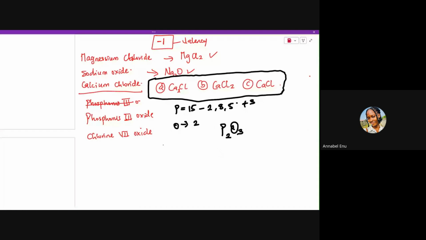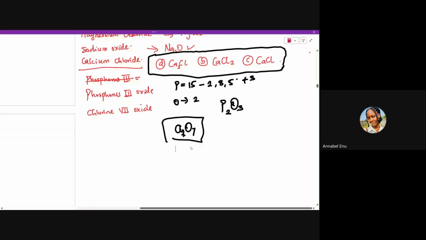Now, chlorine 7 oxide, the 7 there is telling us the number of what? Oxygen. Okay, so our oxygen, we already know it's 7. We already know the subscript. And then for chlorine, using that crisscross method, we know that the valency of oxygen is 2. So chlorine is going to adopt that too. So this is chlorine 7 oxide, Cl2O7. So these are some ways we can write formulas.